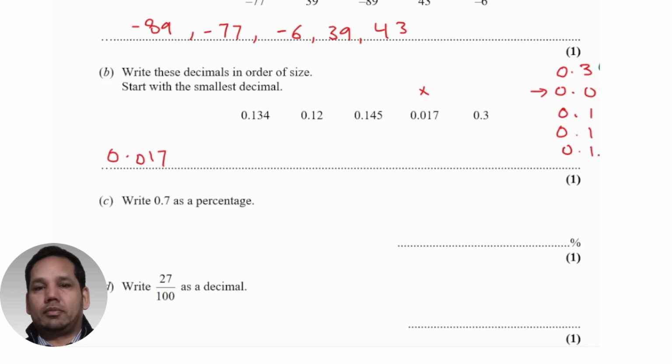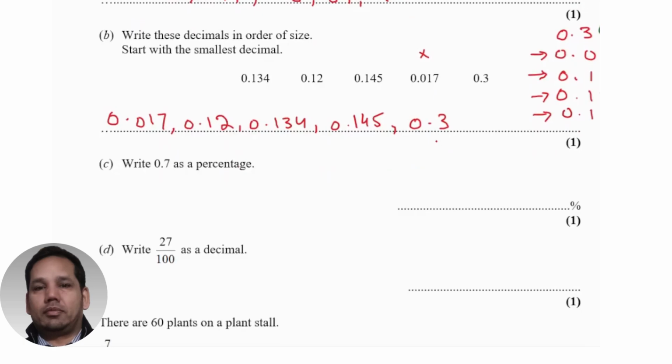What's the next one? So this is 17. Now we're going to pick up 0.12. Okay, this is 0.12 because this is 120, and the next number is 134. So we're going to write down here 0.134. What's the next number? So the next number is 0.145, and we're left with 0.3. So this is the easiest way to write down the decimal numbers in order. Okay, let's move on to the next one.